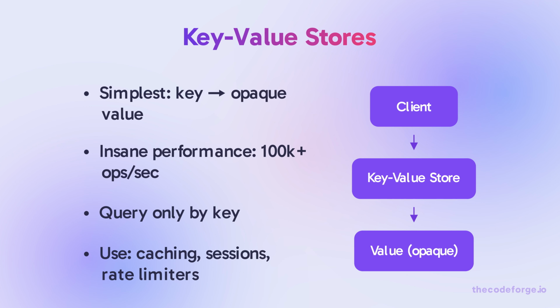Key-value stores are the most basic NoSQL type. You have a key, you have a value, that's it. The value is opaque. The database doesn't care about its structure. This simplicity gives you insane performance. Redis can do 100K plus ops/sec on a single node, but you can only query by key.